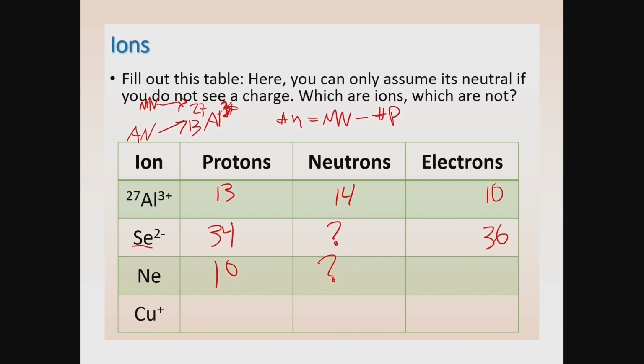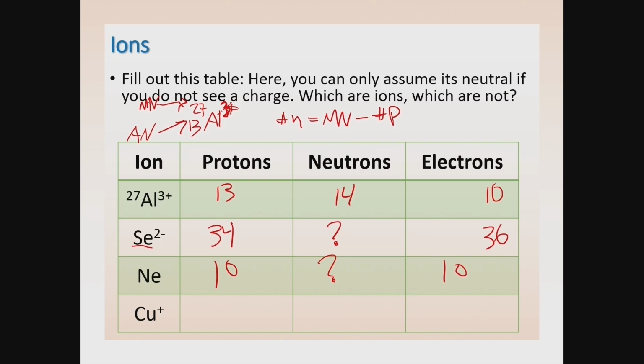Now, can we figure out the electrons in this atom? Believe it or not, you can. You see, there is no positive or negative charge associated with neon. That tells you that this is, in fact, a neutral atom. If it's a neutral atom, there are 10 protons and 10 electrons, so there are going to be 10 electrons. Okay, last one.